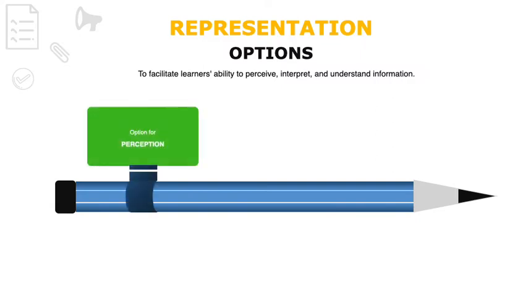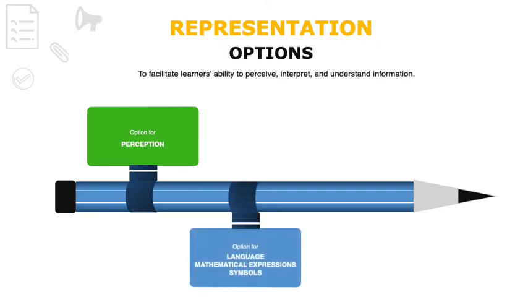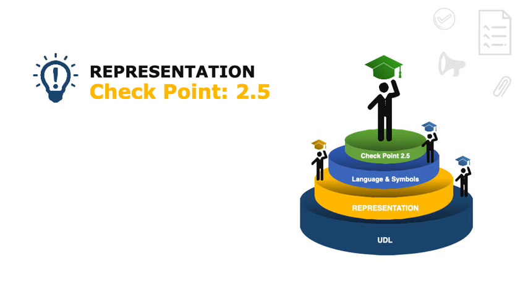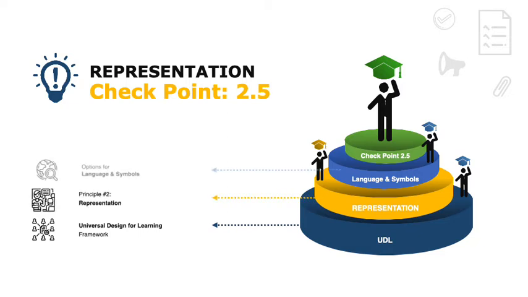Options for perception. Options for language, mathematical expressions, and symbols. And options for comprehension. A learning environment with these options reduces barriers and offers maximum opportunity to explore and build knowledge. Based on the universal design for learning, within the principle of representation, I'll elaborate one of the options related to language and symbols, precisely checkpoint 2.5, illustrate through multiple media.